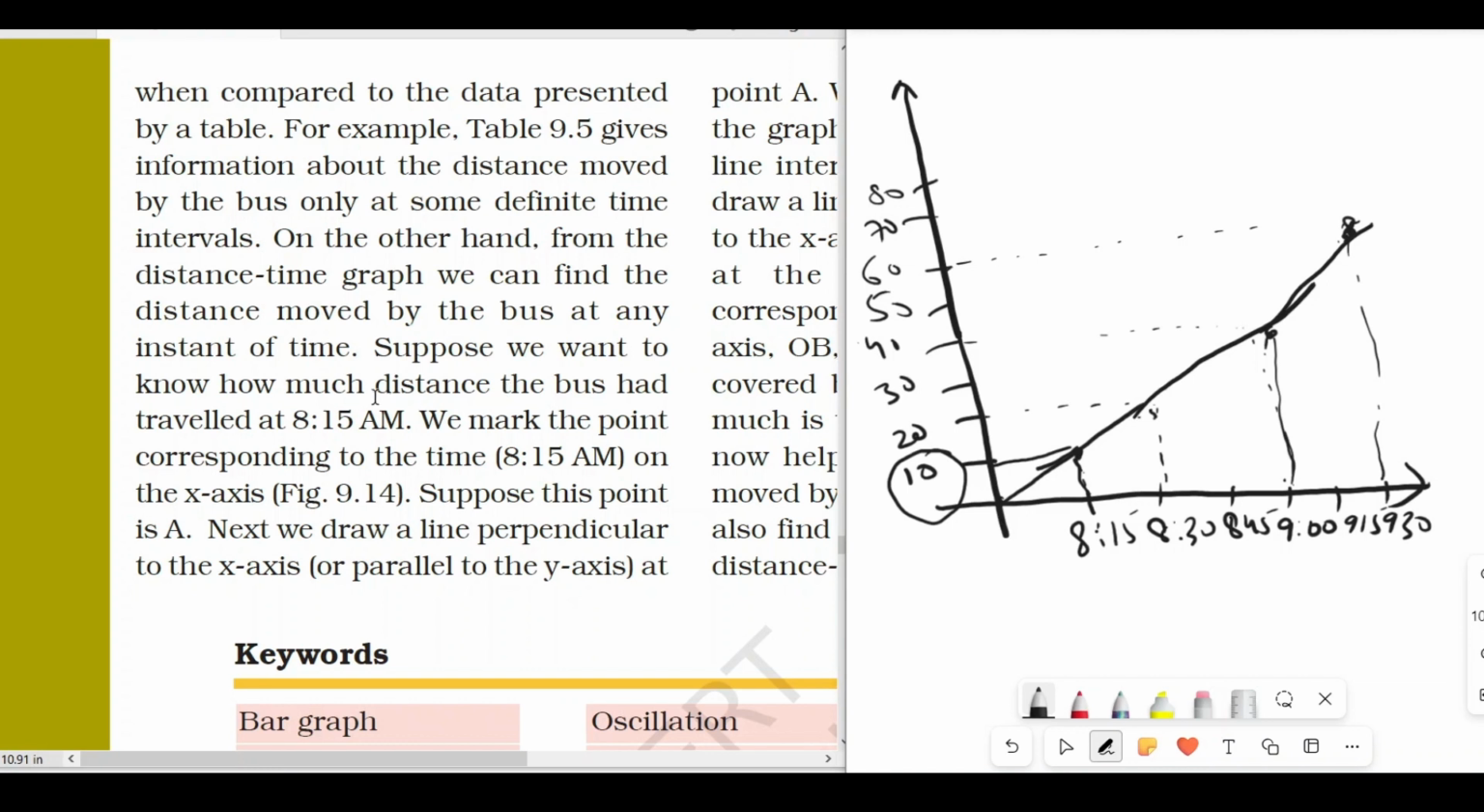Suppose we want to find the distance moved by the bus at 8:15. We mark the point corresponding to time 8:15 on x-axis. We first mark the 8:15 point. Suppose this point is A. Mark it as A. Then next we draw a line perpendicular to x-axis or parallel to y-axis. So we drew a line perpendicular to the x-axis, or parallel to the y-axis.